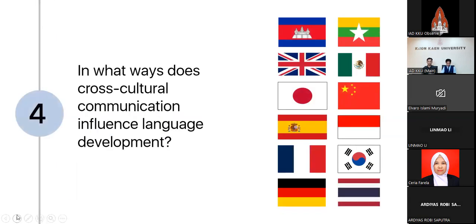Okay, so after we know that context, let's start with this. In what way does cross-cultural communication influence language development? Okay, for this question, I would like to ask participants around here because I believe that everyone is not Thai here, right? So I will ask you, probably the representative of Indonesia or Thailand, or Cambodia, Myanmar.